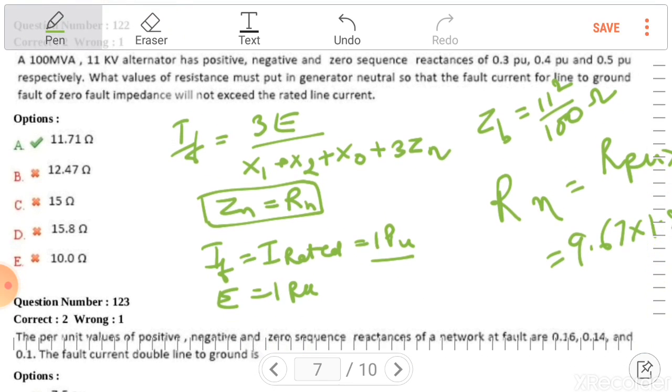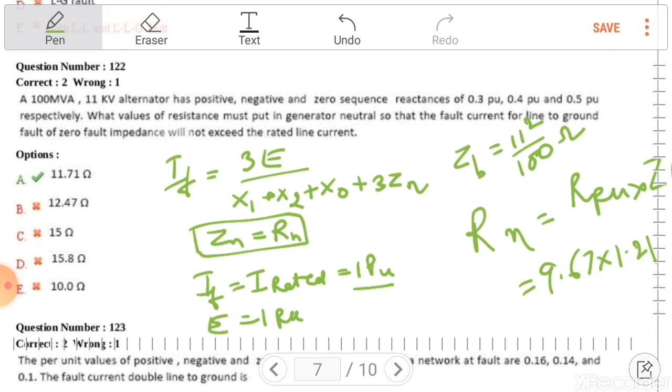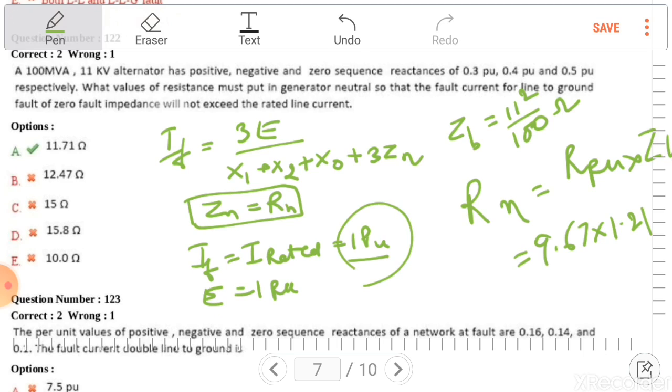Next is a numerical based problem. A 100 MVA 11 kV alternator has three sequence reactances, positive, negative and zero, as 0.3, 0.4 and 0.5 per unit respectively. He is asking for the resistance at the generator neutral connected so that the fault current for LG fault of zero sequence impedance will not exceed the rated line current. So it should be less than 1 per unit fault current.